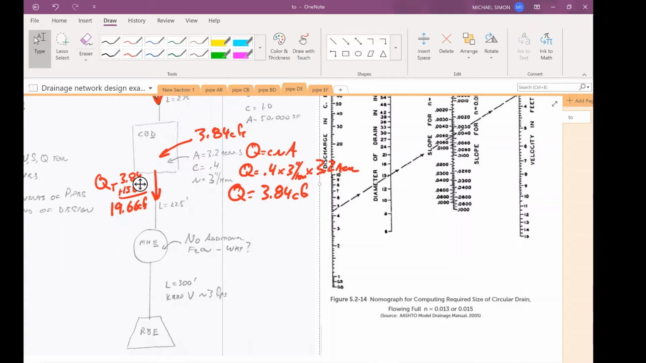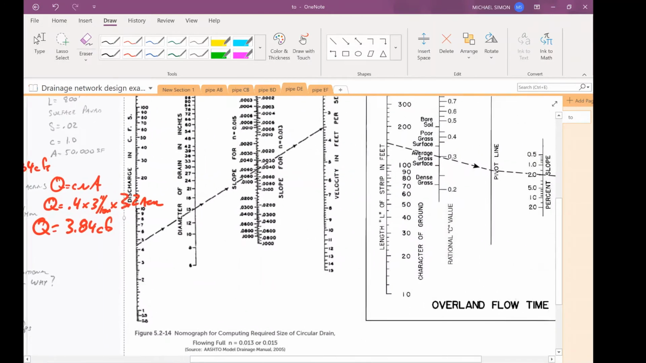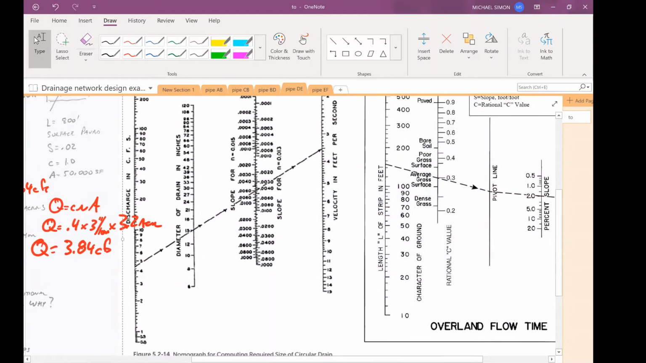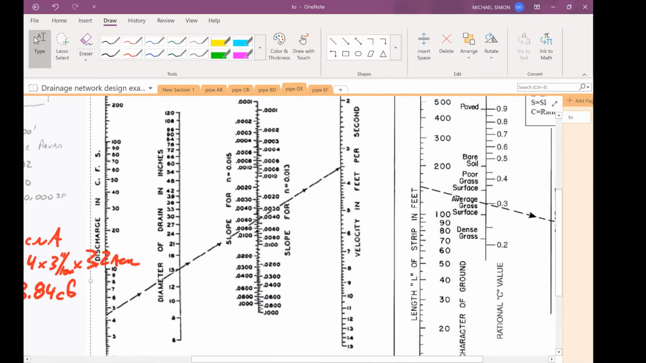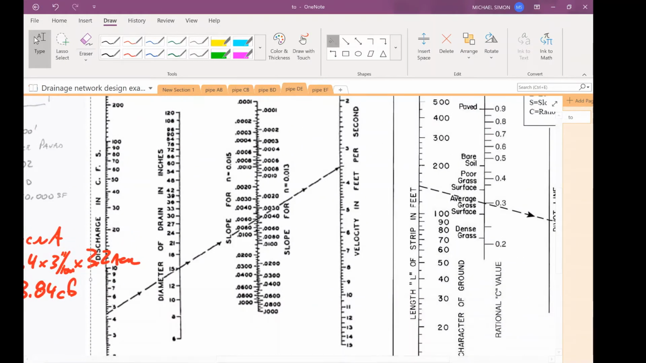So pause it, try it on the nomograph first, see what you come up with, and then we'll talk about the different options, and then we'll go through the actual calculations later on. So give it a pause and try the nomograph. Okay, welcome back.